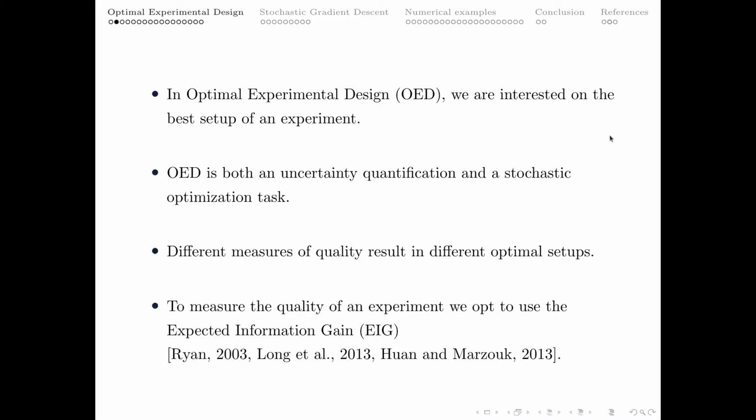Well, in optimal experimental design, we are interested in the best setup for an experiment, in the sense that we are trying to find the experimental setup that will provide the best observations. So in this sense, it is both an uncertainty quantification task, because we need to solve inverse problems, and a stochastic optimization task, because we need to maximize some quantity. Different measures of the quality of experiments will result in different optimals, and so we choose to use the expected information gain, as it's already used in many works in the literature.